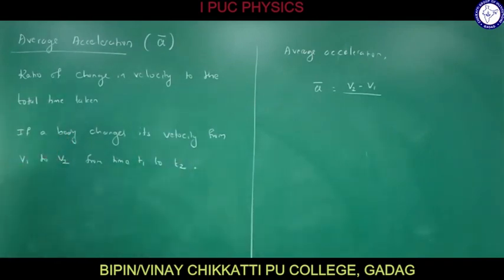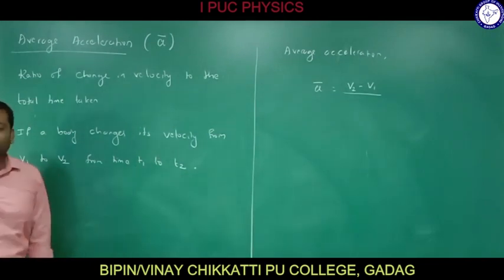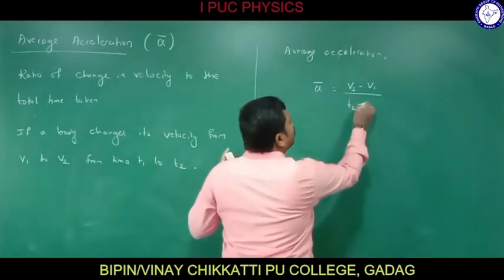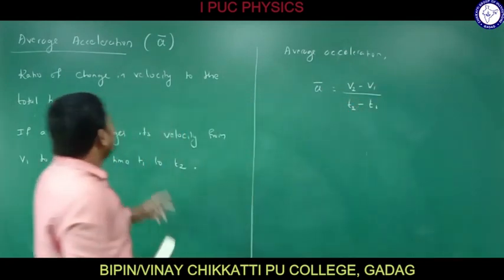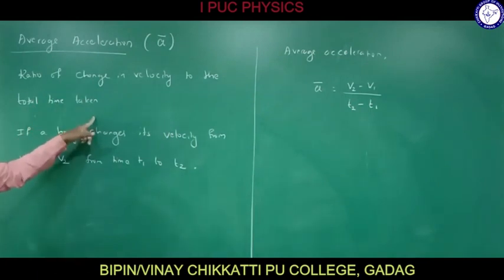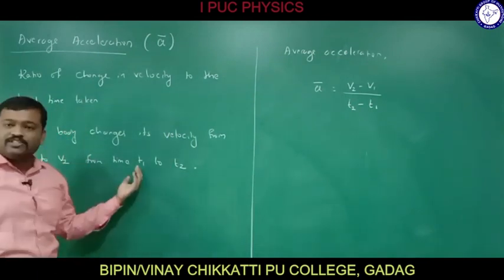Okay, if a body changes its velocity from V1 to V2 from a time T1 to T2, what is the change in time? Here, the change in time is T2 minus T1, right? So what is that? It is the rate of change in velocity to the total time taken. What is the total time taken? T2 minus T1. I already told you.